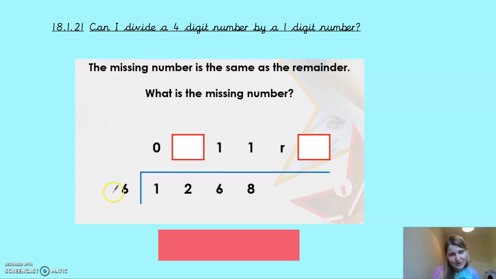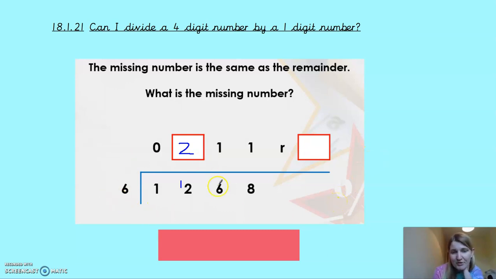So I've got 6. How many groups of 6 can I make out of 1? I can't make any, so I've got my 0 there. But what do I need to do? Carry over the 1. So now I've got 12 in my hundreds. How many groups of 6 can I make out of 12? Should be 2, absolutely. Now, again, the question told me the missing number is the same as the remainder. So I could just put 2 in here, but should we check just to be certain?